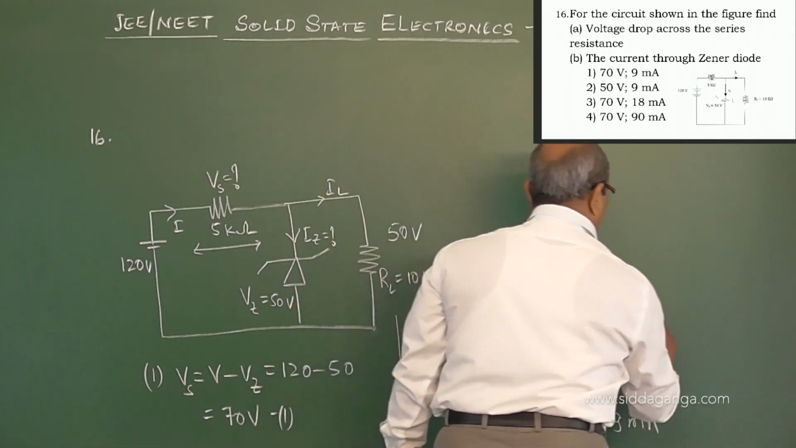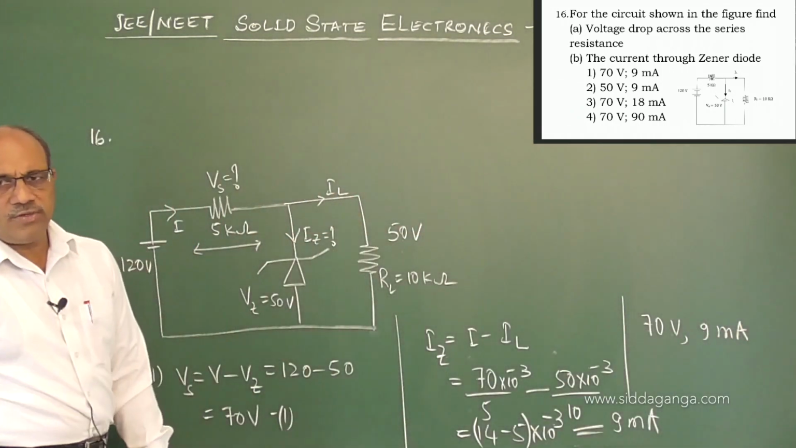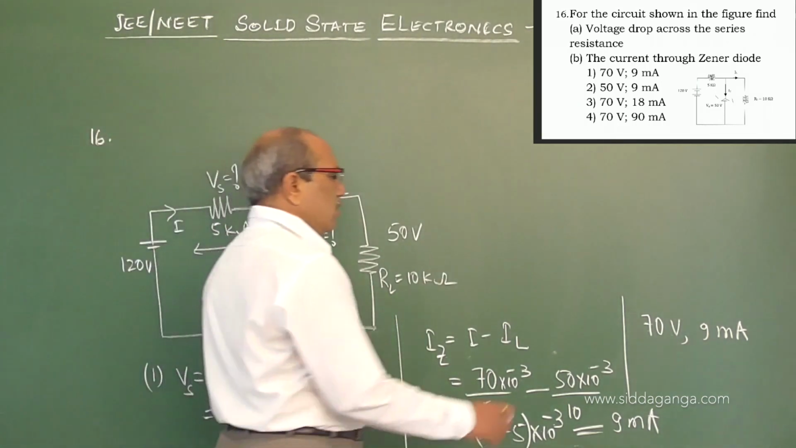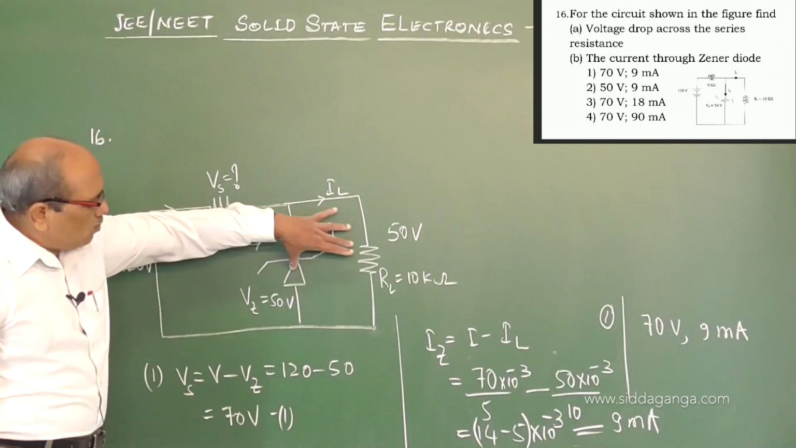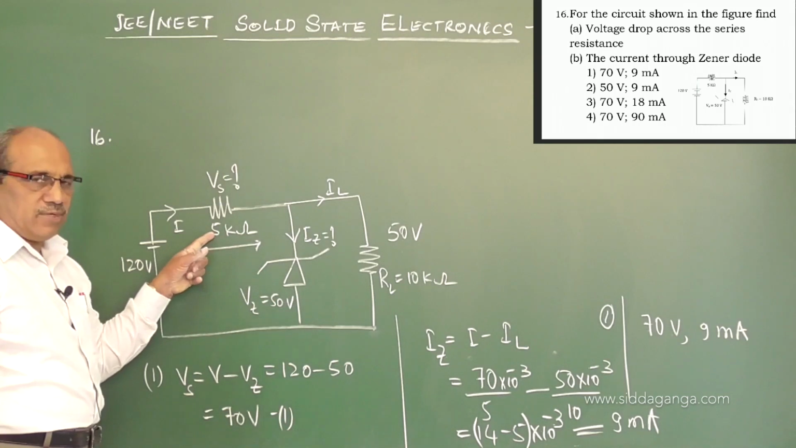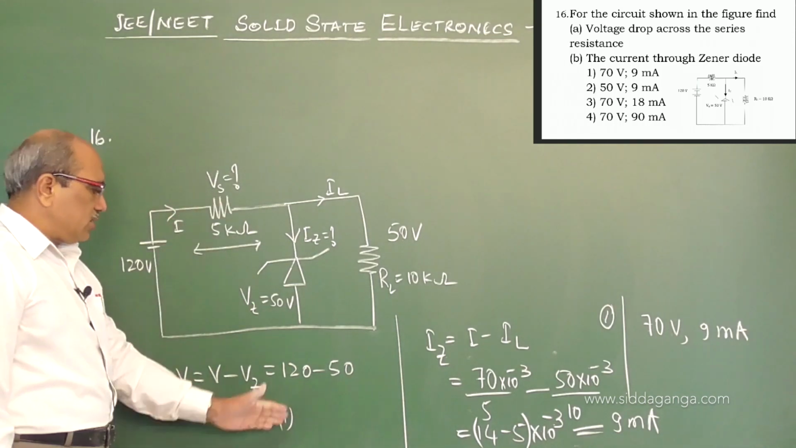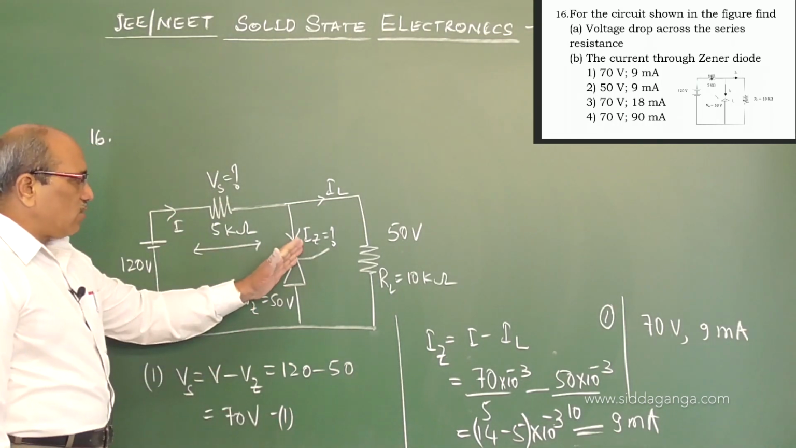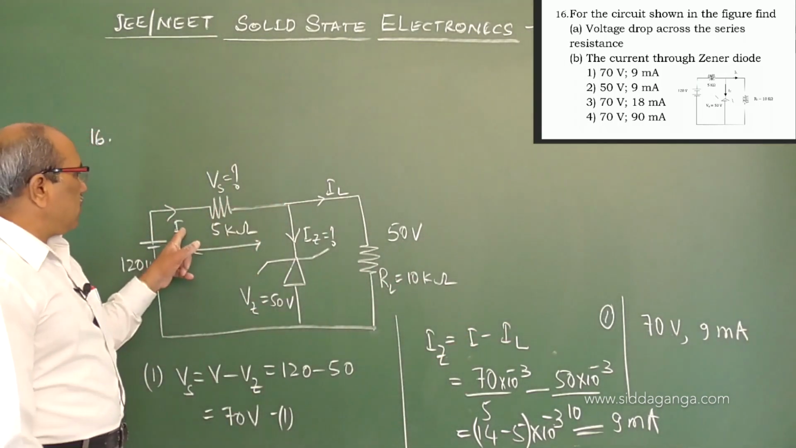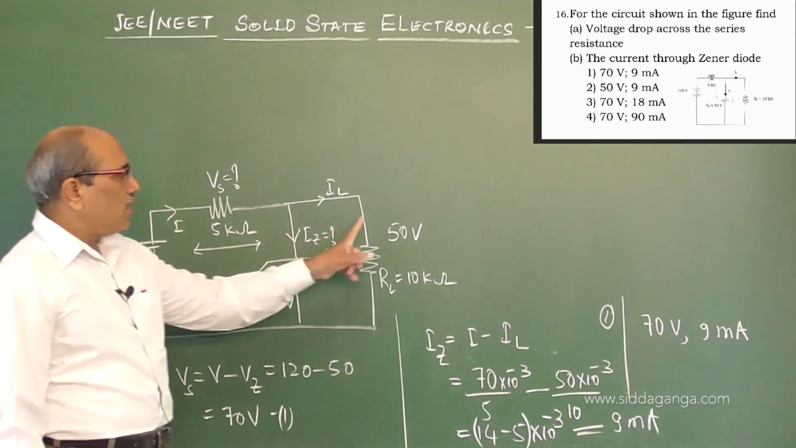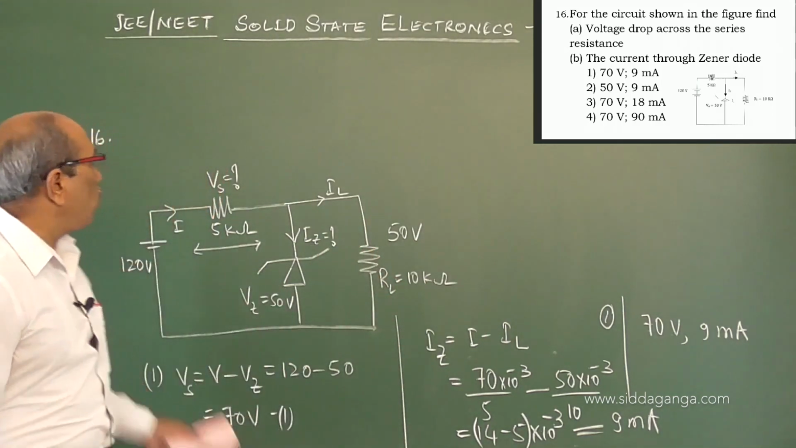Therefore, the answer is 70 volt and 9 milliampere, option number 1. I think you understood what we did. The total voltage supplied is 120, the common voltage across these two is 50. Therefore, the series resistor must carry the remaining voltage. That is the role of the limiting resistor in this circuit, which gives a drop of 70 volt. The required Zener current is I minus IL. I, the main current, is voltage by resistance, and IL is voltage by resistance. This voltage is 50, and the resistances are known. You got the answer, option number 1.